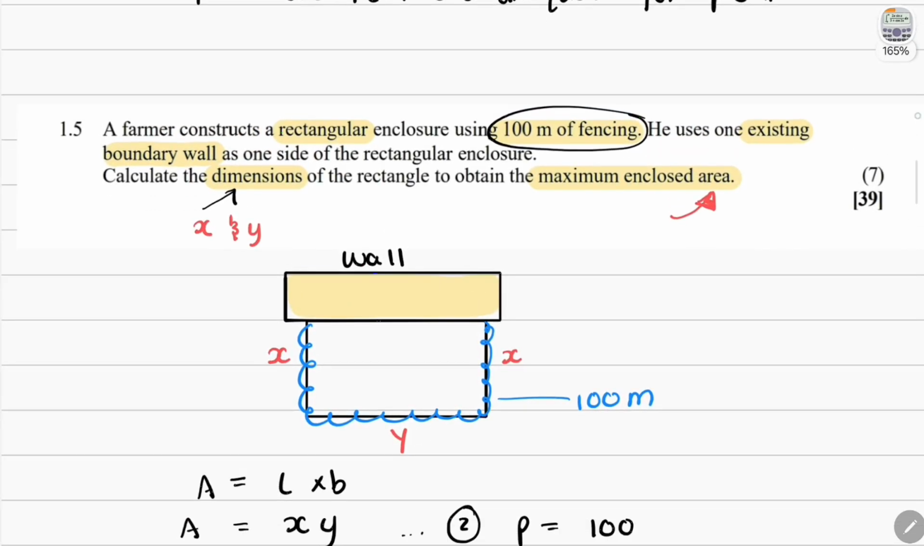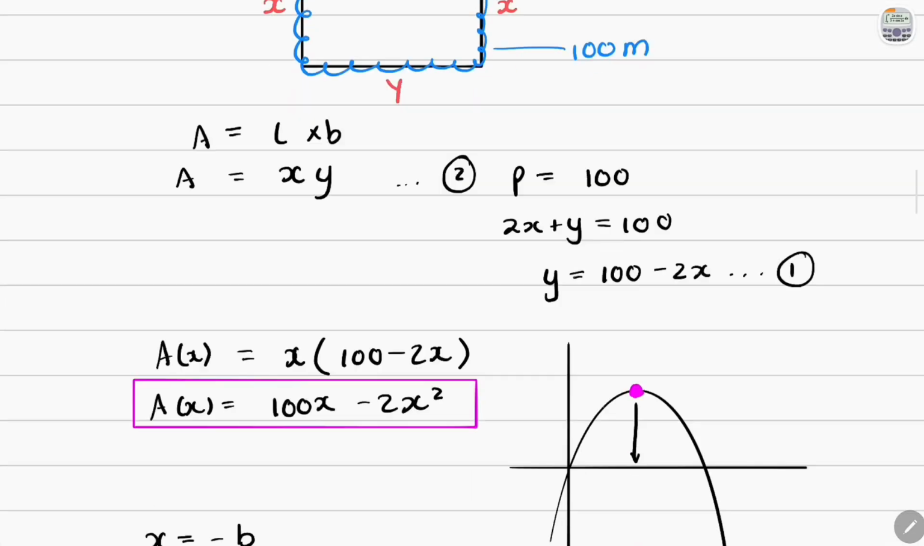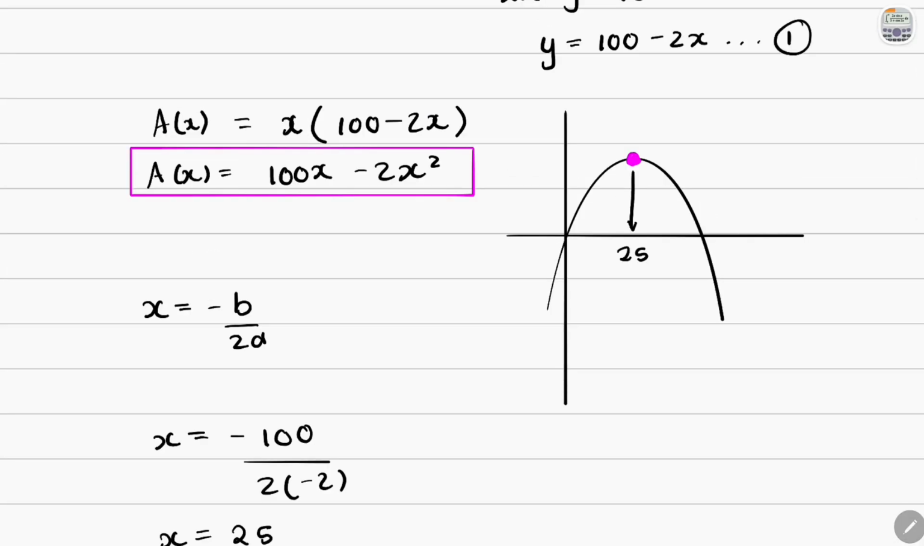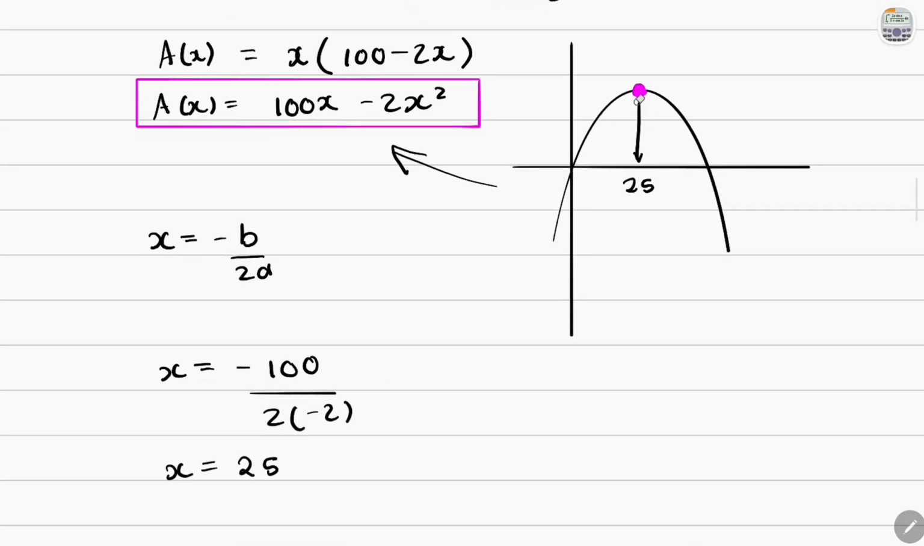Remember, focus on the goal. They said calculate the dimensions. They didn't say find the maximum area. Now, if I take 25 and substitute it into this equation, I'm not finding the other value. I'm not finding the length. I found the breadth so far. I know now it's 25, right? And this is in meters, so 25 meters. If I substitute this into this, I'm not going to find the length.